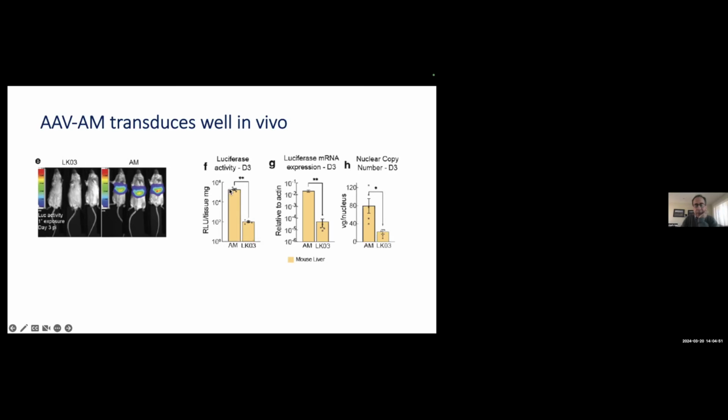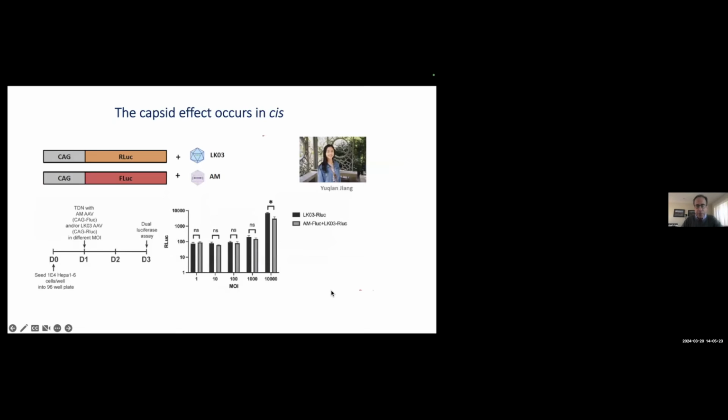And if you look here, you can actually measure the luciferase activity by taking out the liver and doing the enzymatic assays. And again, the protein activity and the enzyme activity correlates with the messenger RNA level, which here in the first two panels are in log scale. But if you look at the vector genomes per nucleus, this is a linear scale, and the difference here is about 2.5 times, which again can't explain the huge difference in transgene expression.